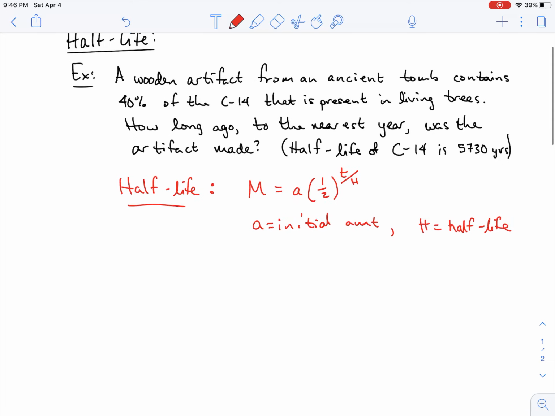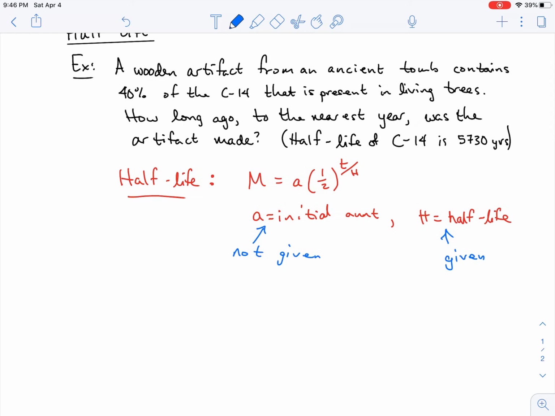All right, now this one is a bit tricky because the initial amount is not given to us explicitly. Actually, it's not given to us at all. But the half-life is given. So if we fill out what we know, we'll have m is equal to A times 1/2 to the t over 5730. Now the issue is we can't complete this task until we know what the A is, or we can get around knowing what the A is.